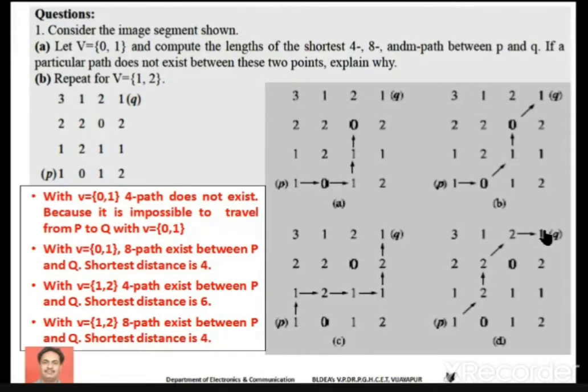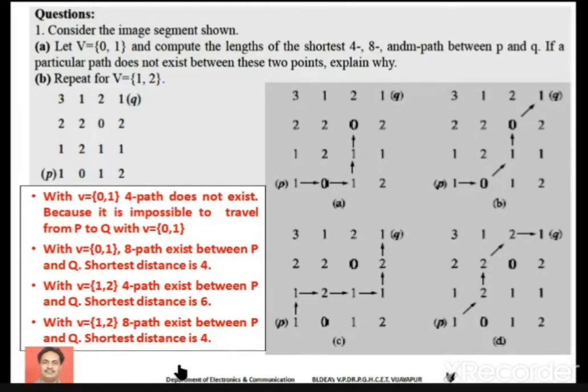There might be multiple paths between pixels P and Q. But see that the path should consist of pixels with values 1 and 2, and remember it should be the shortest path. Okay, we have shown the path, then we have to calculate the distance. So again we count the number of arrow marks, 1, 2, 3, 4, so the shortest distance is 4.